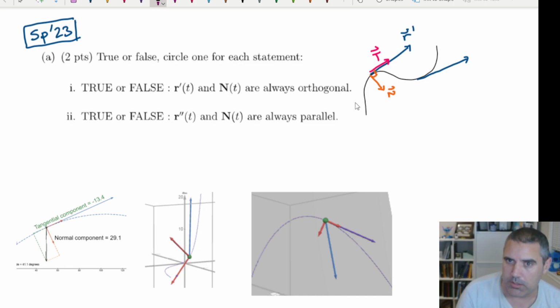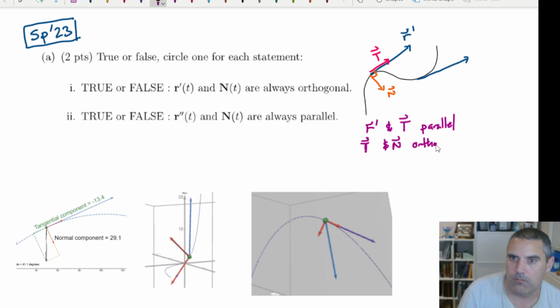The picture always looks like that. So there are certain things that are always true. R prime and T point the same way, so they are parallel. T and N are always perpendicular. They're orthogonal. Because of both of those things, you could also say that r prime and N are orthogonal. So if you ever get a true-false question here, probably one of them is immediate. Like this is immediately true.